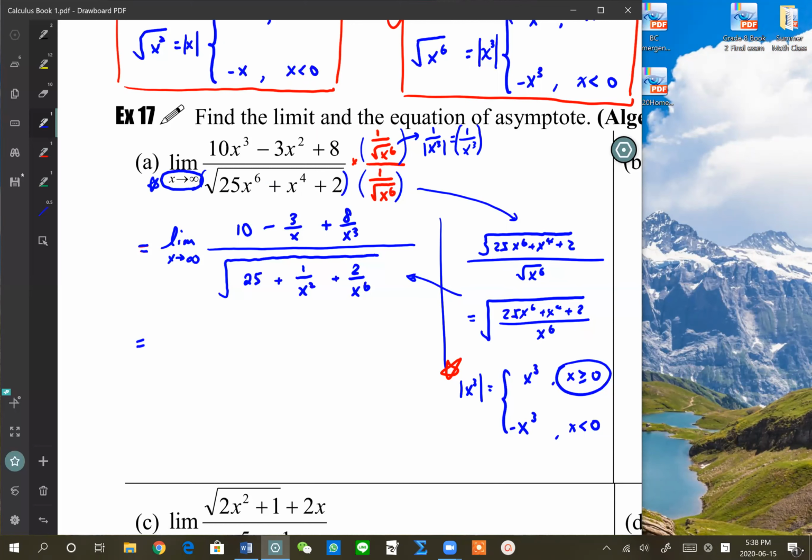Now things get easy from here. The terms that have an x in the bottom will go to 0, because the denominator gets bigger. So you're simply left with 10 over root 25. You don't need to put plus or minus in front, because the question doesn't have plus or minus. So 10 over 5, which is 2.